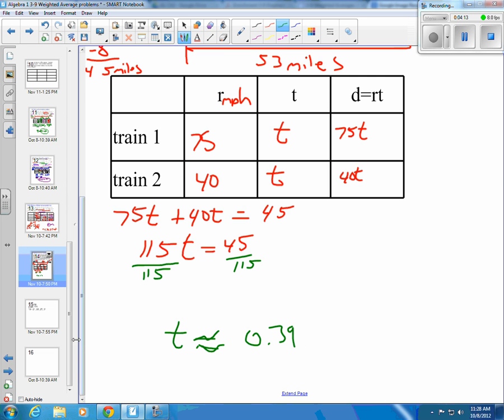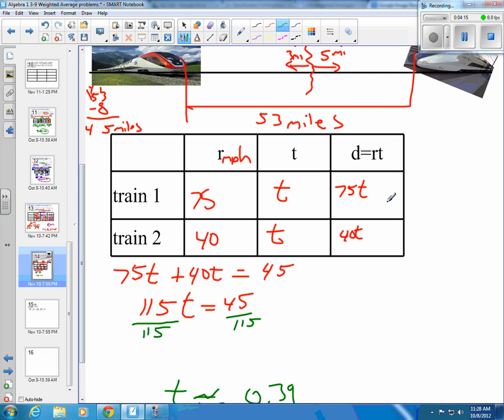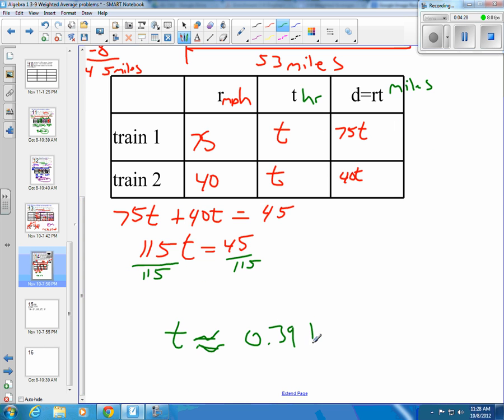Well, what does that mean? What are we dealing with? Well, the distance was in miles, right? And the rate is in miles per hour, so that means our time must be in hours. So this is 0.39 hours, which really doesn't make much sense. So let's change it to minutes. So I'm going to take the 0.39, I'm going to multiply it by 60 because there's 60 minutes in an hour, and I get approximately 23 minutes.